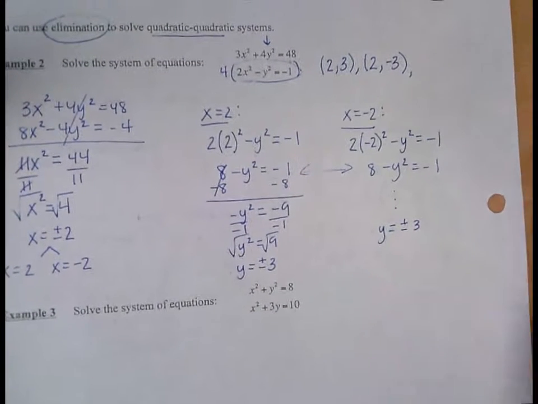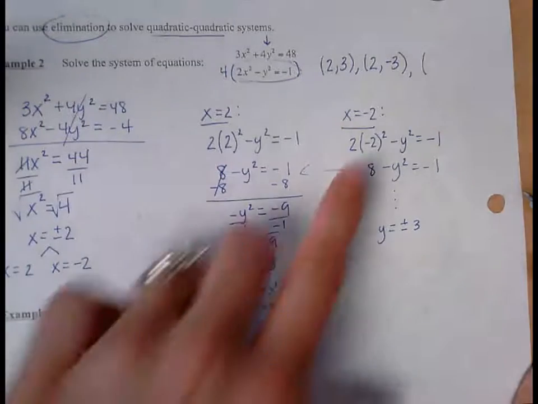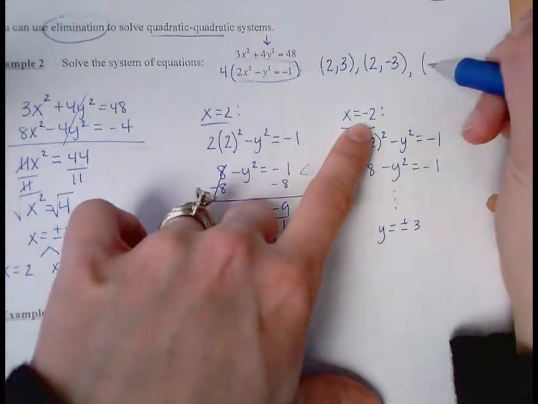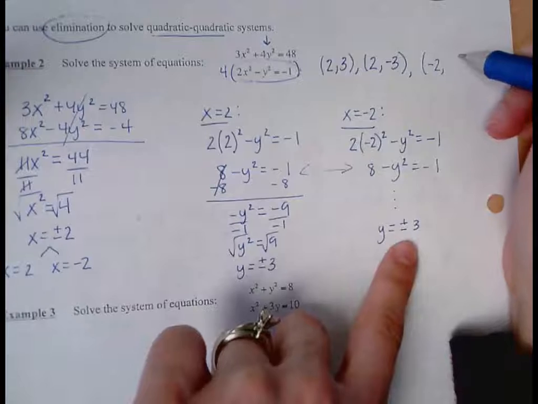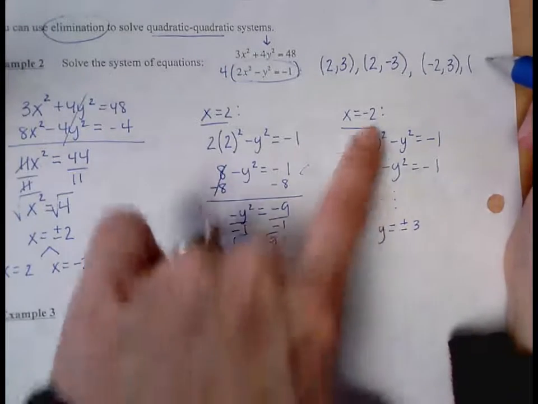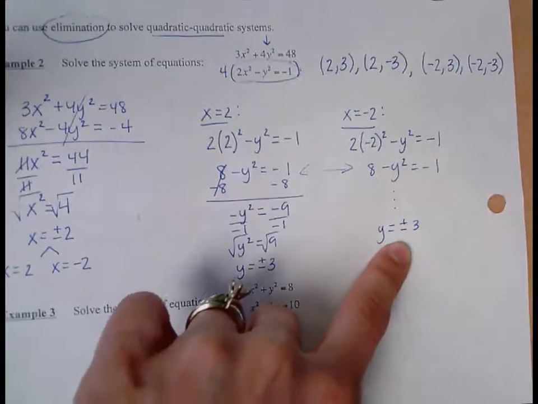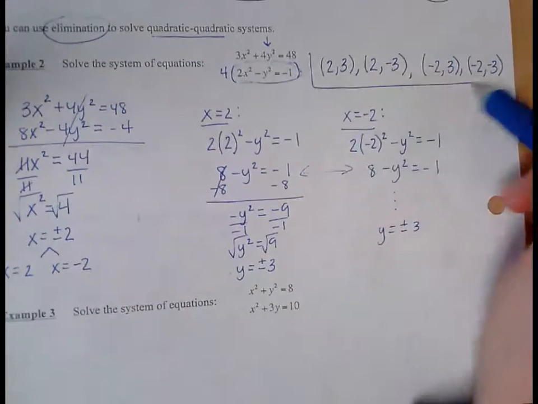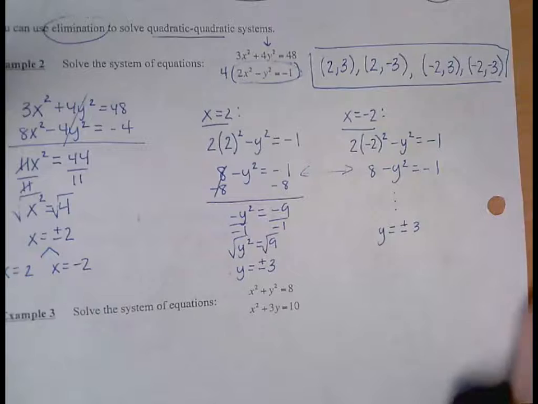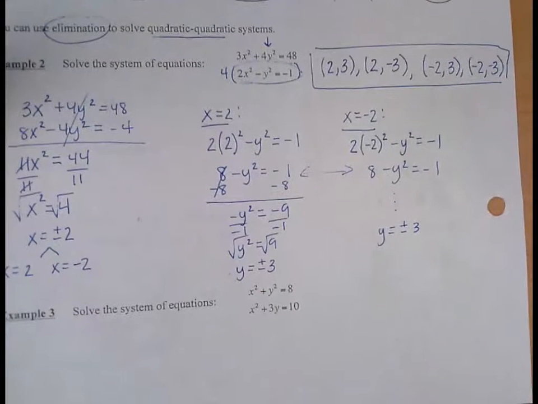Okay, same thing. So that means I have two more ordered pairs. So when x is negative 2, I have a positive 3 for y. But when x is negative 2, I also have a negative 3 for y. So altogether, this system has 4 answers. Okay, any questions on that one?